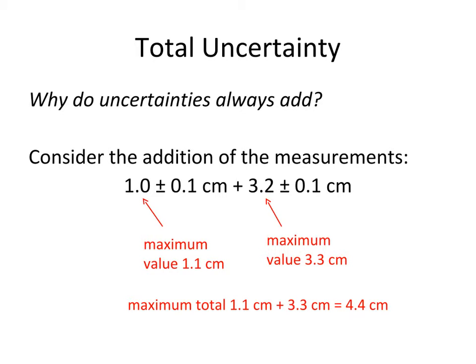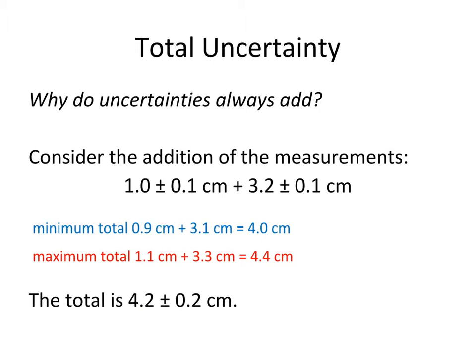If we do the same thing with the maxima, then we find that when we add them together, we get a total for our addition of 4.4 centimeters. So this shows us that our addition result is 4.2 plus or minus 0.2 centimeters, because it could be as low as 4.0 centimeters or as high as 4.4 centimeters.